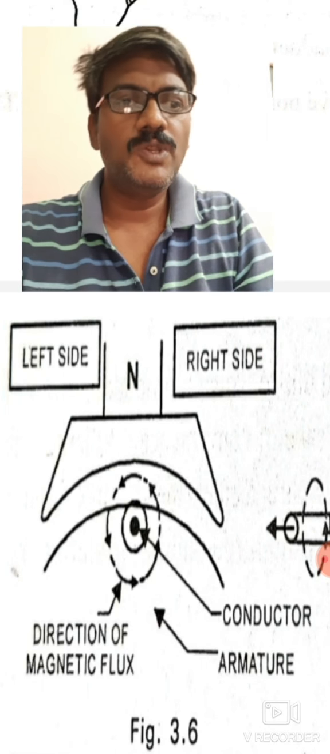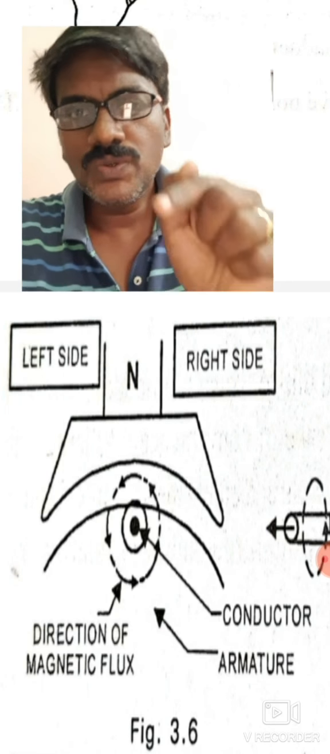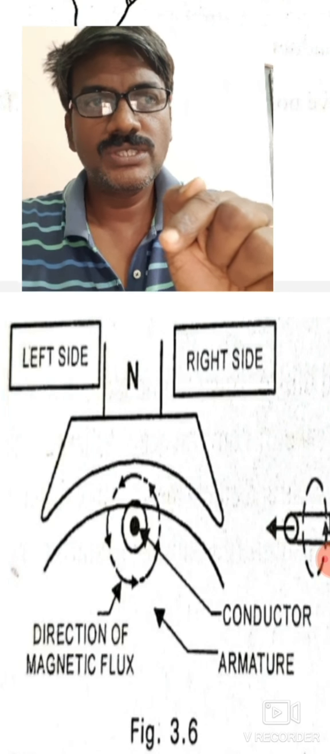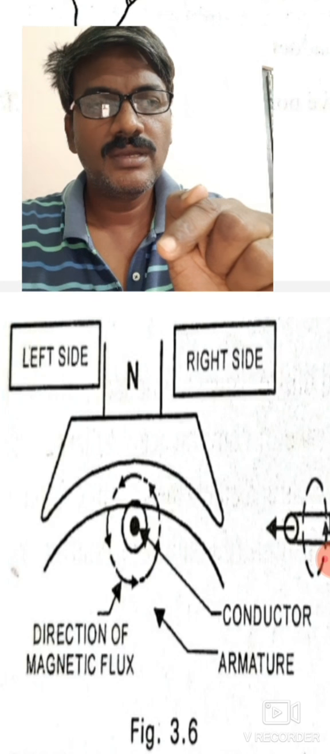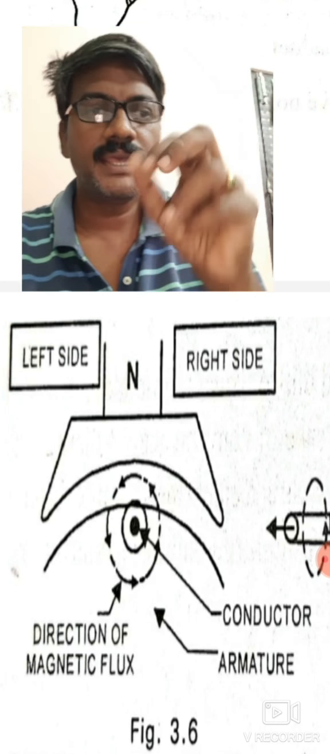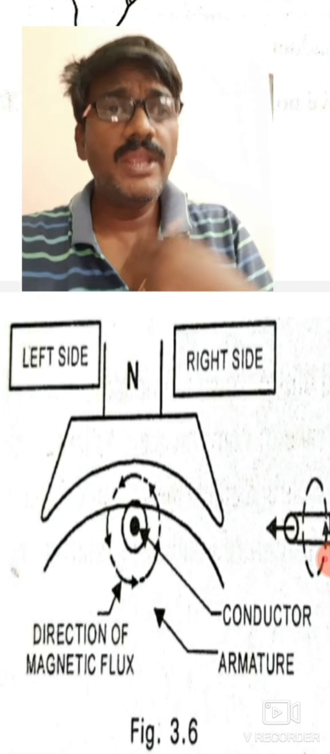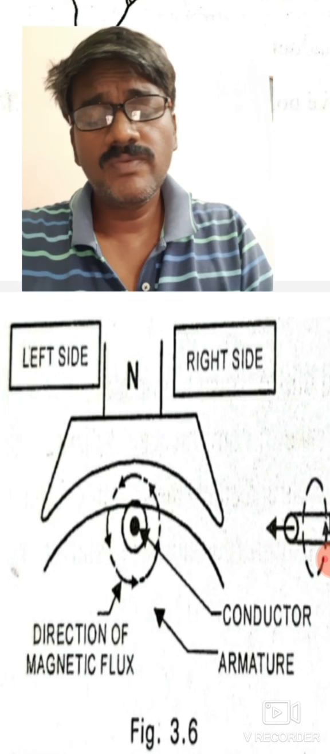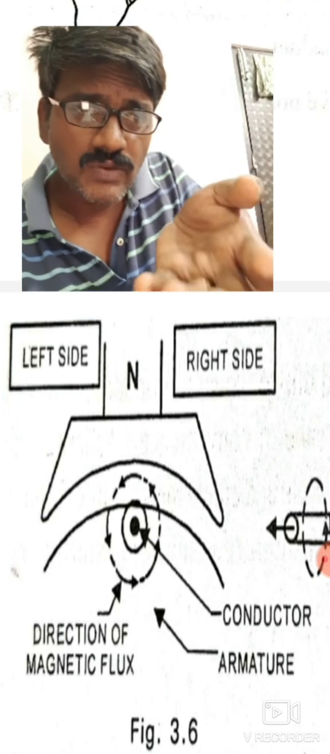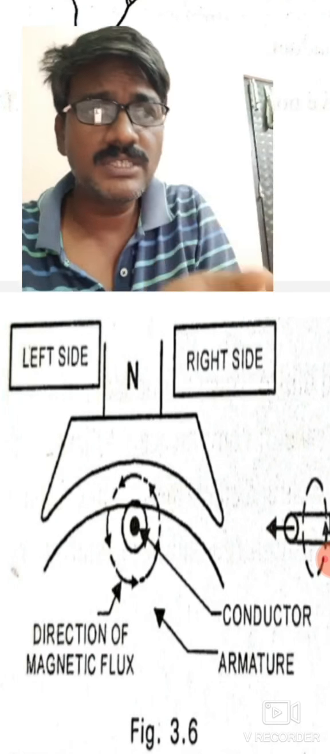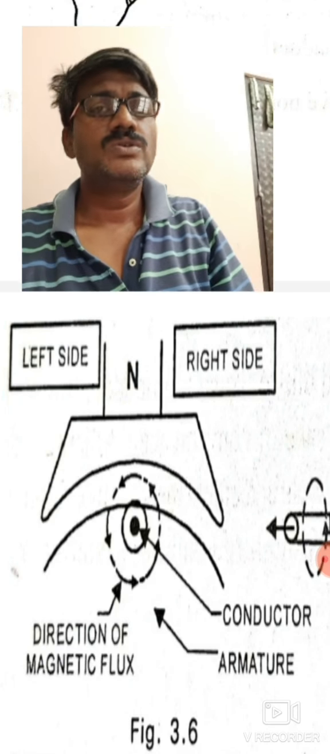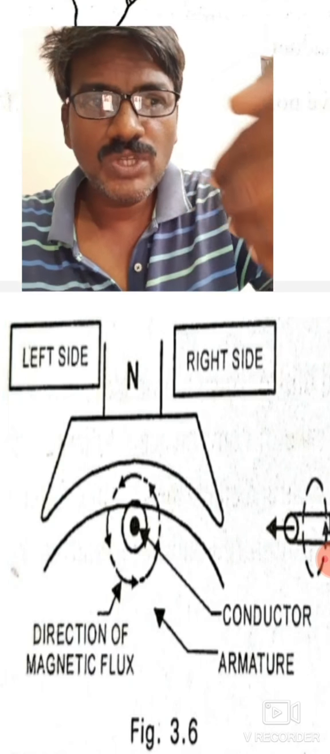The EMF is induced. That's why it is called a back EMF. Why? Because according to Lenz's law, the induced EMF always flows in such a direction that it opposes the cause. Here the cause is this clockwise armature flux. Because of the armature flux, EMF is induced. To oppose that, the current flows in the opposite direction.